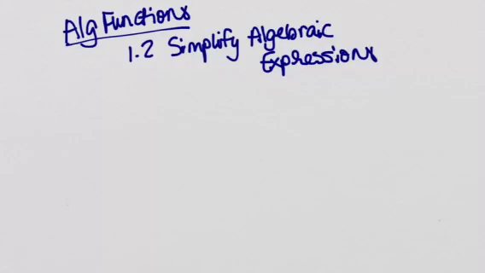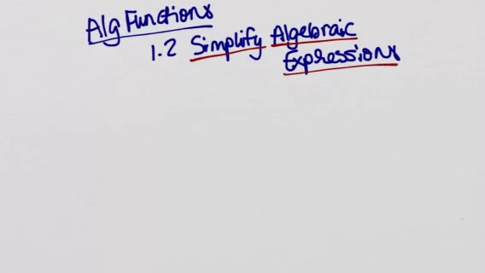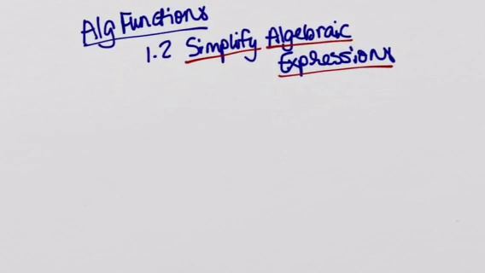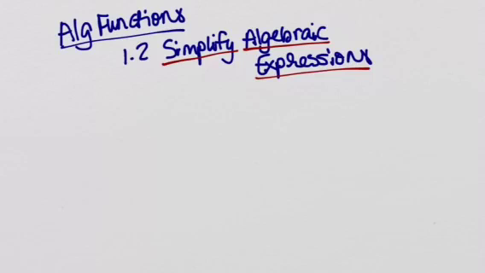Okay, here's another homework problem from 1.2, simplifying algebraic expressions. Simplify means change how it looks, not its value. Algebraic means it's probably going to have letters in it. And expressions means there's no solving, but we are just making it look different. Okay?